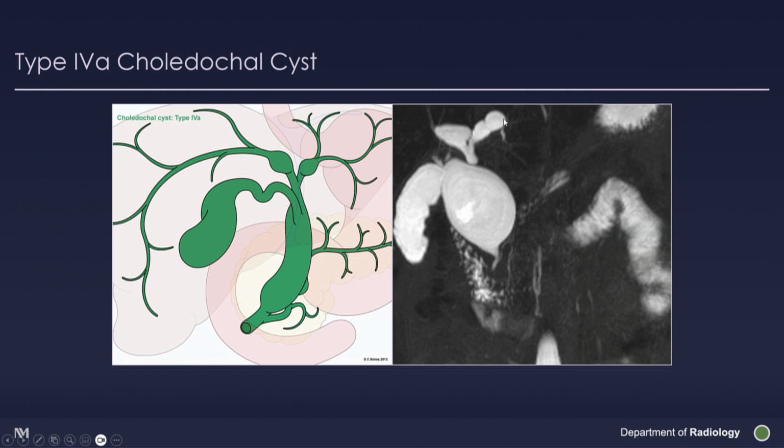This is just to illustrate one of the examples. This is a type 4A, and why do I say that? Because you can see these fusiform dilatations of the intrahepatic ducts as well as fusiform dilatation of the common duct. And you're not going to see this dilatation in the setting of obstruction generally.